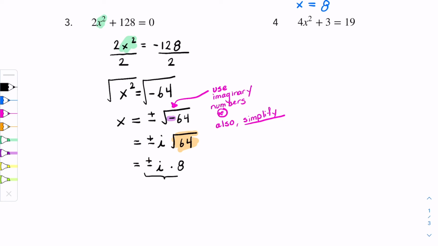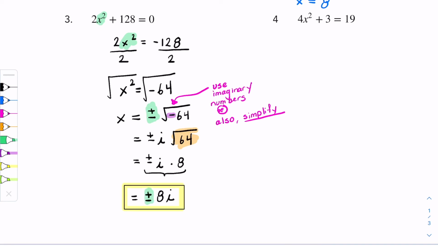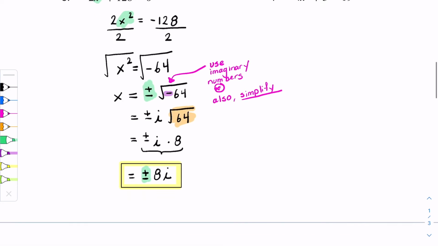And this is the final answer, but I just want to clean this up and write it as plus or minus 8 times i. Also, recall that the plus or minus sign is in front of the radical, and then we simplified the radical to 8i, so the plus or minus sign has to still be in front of what the radical was. Okay, the radical was negative square root of 64. 8i is the simplified version of that. Make sure that plus or minus sign is in front.